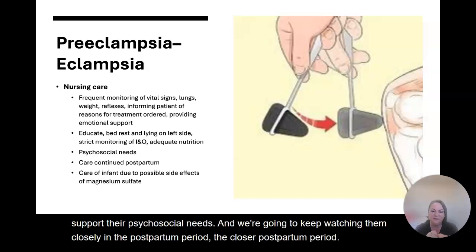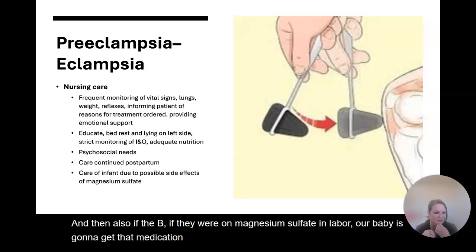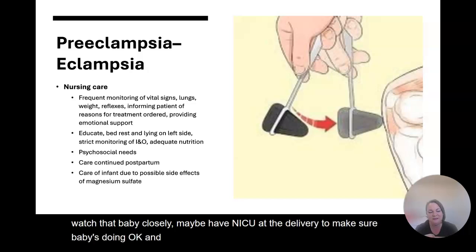And then also, if they were on magnesium sulfate in labor, our baby is going to get that medication too. It does cross the placenta, so we're going to watch that baby closely. Maybe have NICU at the delivery to make sure baby's doing okay, and monitor for side effects of the magnesium.